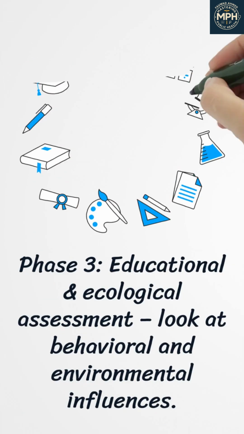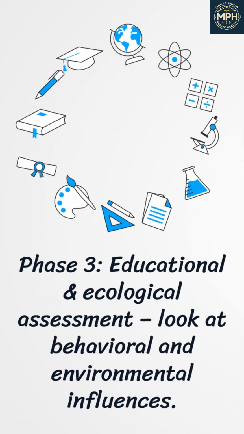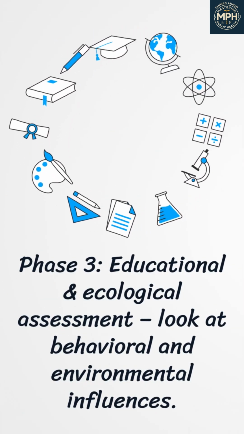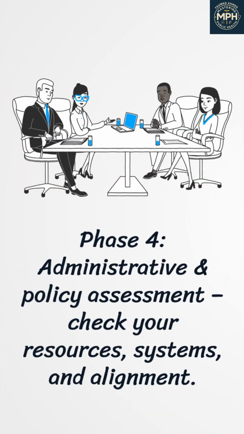Phase 3, educational and ecological assessment: look at behavioral and environmental influences. Phase 4, administrative and policy assessment: check your resources, systems, and alignment.